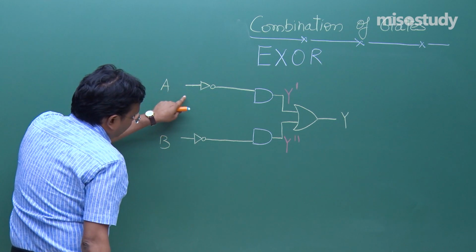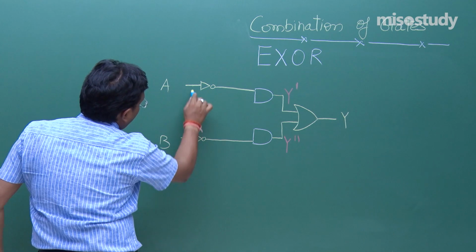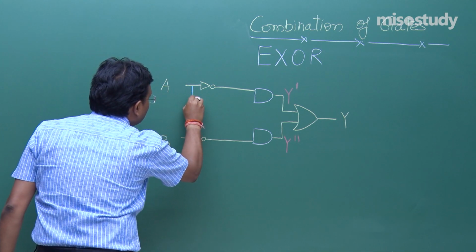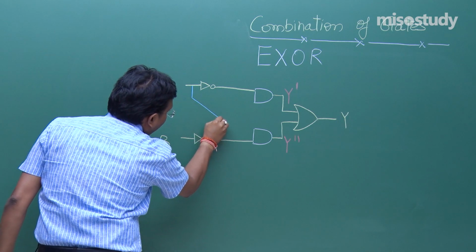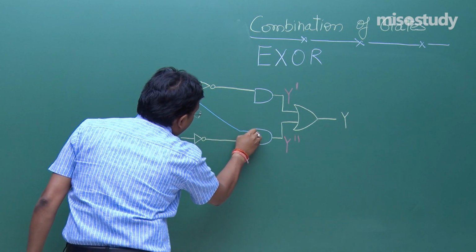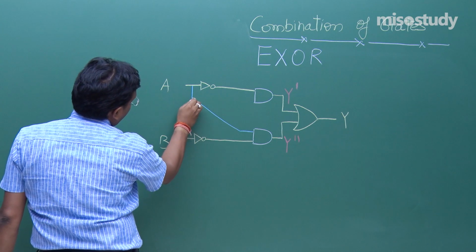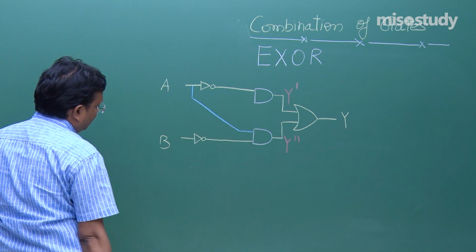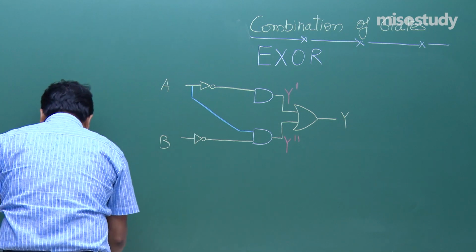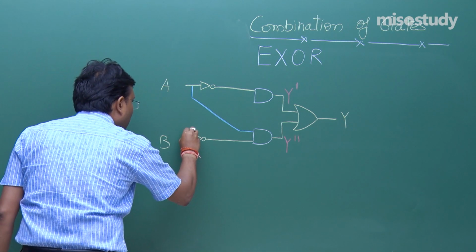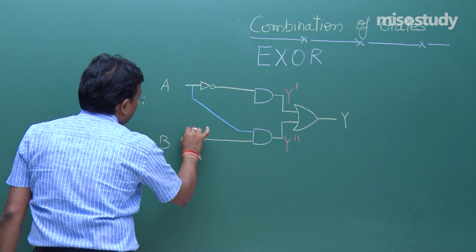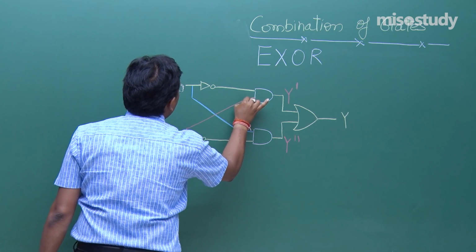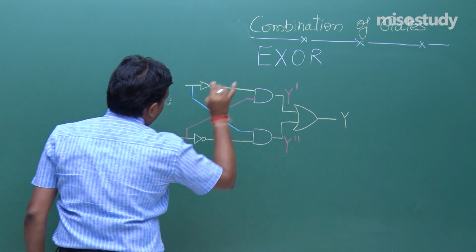Now, this input should go over here. How? I think I should use a different color chalk. This way, like this and this. Fine. This is one aspect, and let's use this red color chalk. So, this input will go here and then added like this.